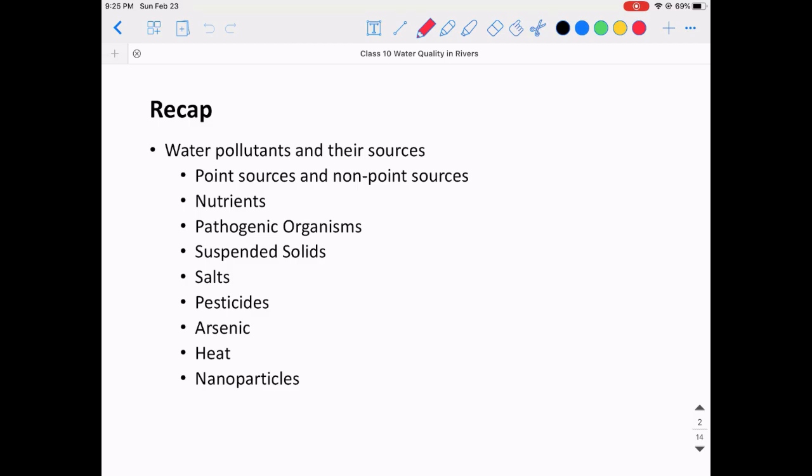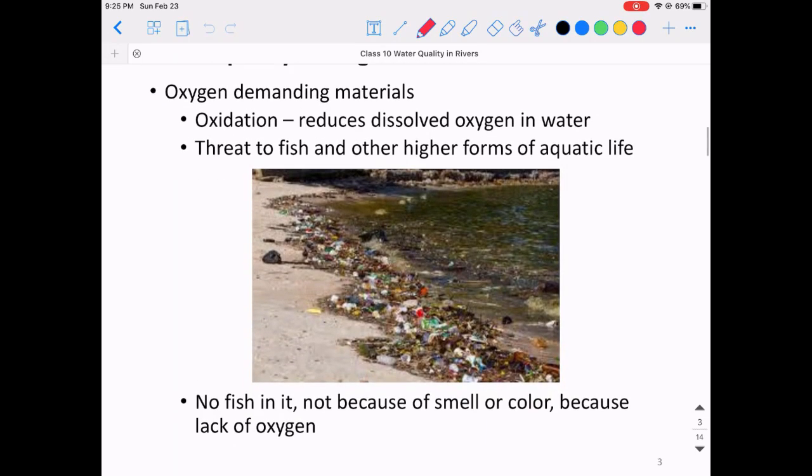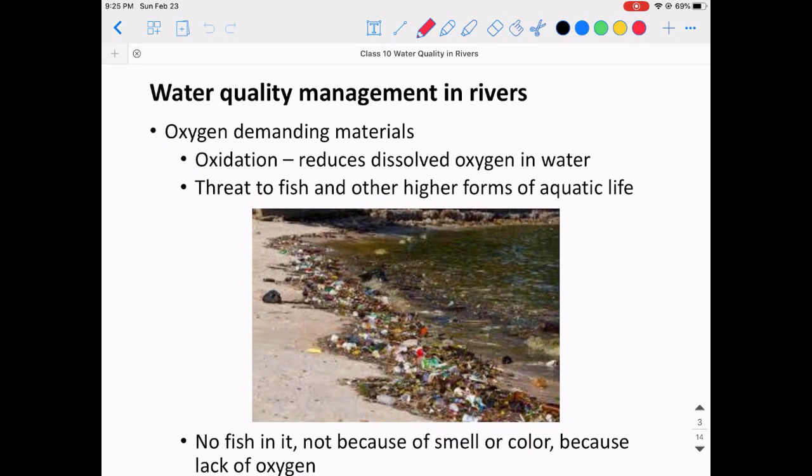So last class we talked about the water pollutants and their sources, right? We differentiated the point sources and non-point sources, and we talked about all the different types of water pollutants. For example, nutrients, pathogenic organisms, suspended particles, suspended solids, salts, pesticides, arsenic, heat, and nanoparticles, right? So this class we're going to talk about how we can evaluate the water quality. As I said, this class we're going to talk about the water quality management in rivers, okay?